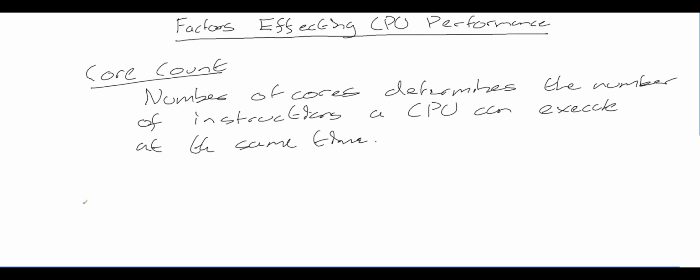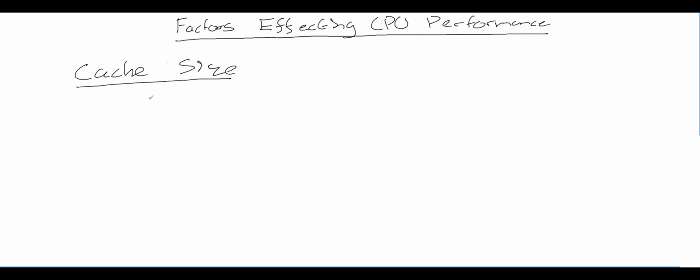So for example, a quad-core CPU can execute 4 instructions at the same time because it's got 4 cores, whereas a hex-core CPU can execute 6 instructions at the same time because it's got 6 cores. So now let's take a look at cache size.